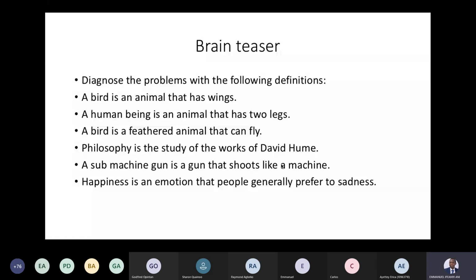A bird is a feathered animal that can fly. So is this one too broad?